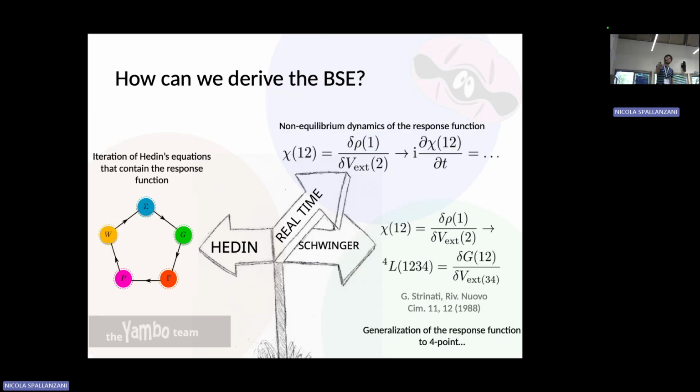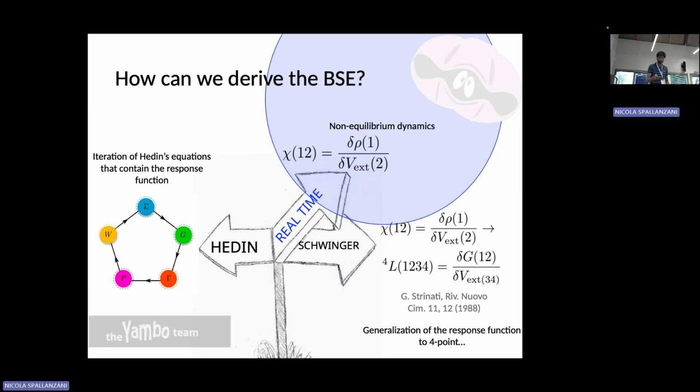Actually, Maurizio just discussed the derivation of the Bethe-Salpeter equation via the IDs or via the Schwinger approach. Instead, I will focus on the real-time approach. And I'm not going to discuss the equation of motion for the response function, but rather focus on the equation of motion for the density matrix and how to extract the response function from the time-dependent density matrix.